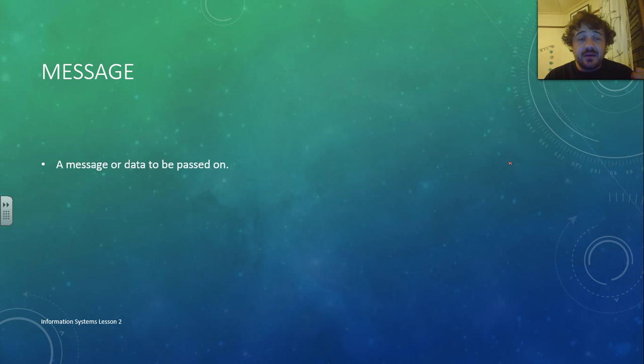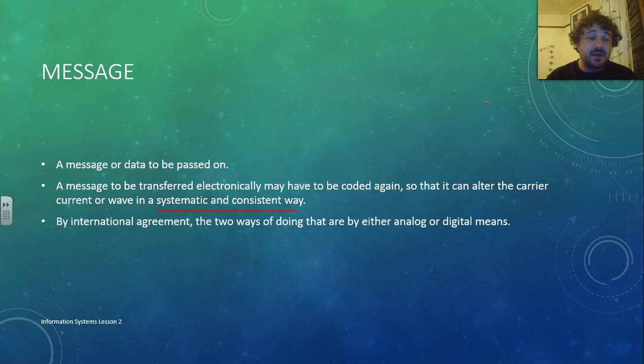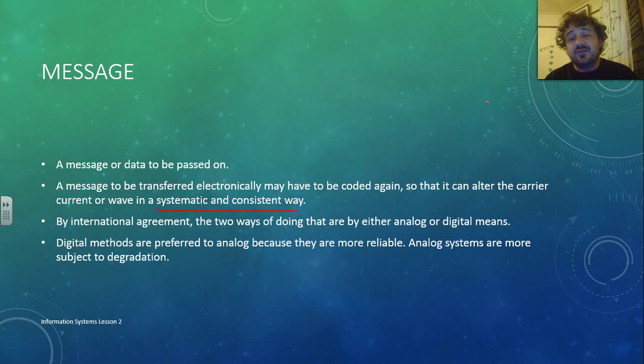Okay, so the message. You have a message or data that needs to be passed on. If something is transferred electronically like this is, it will need to be coded again into a different type. So there's the code of the English language, but it's also going to be coded into ones and zeros for the computer to work out. And it must be systematic and consistent. In other words, it has to go step by step along, and it needs to be the same every time. Otherwise, the other computer won't be able to work it out. So, we can do it either analog or digital. Now, digital tends to be preferred to analog just because it's more reliable. And analog systems are subject to degradation a bit more.